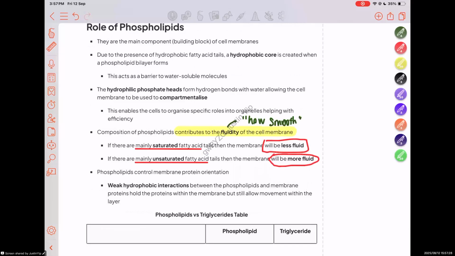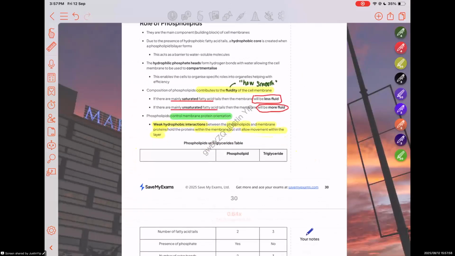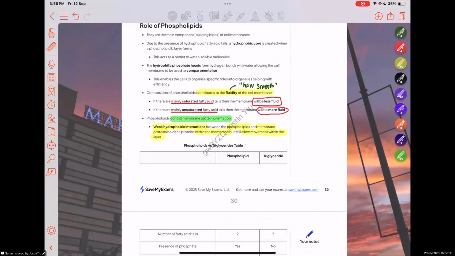The second function of phospholipids is that they also control the membrane protein orientation. Weak hydrophobic interactions between phospholipids and membrane proteins hold the proteins within the membrane, but still allow movement within the layer. So this is the role of our phospholipid.